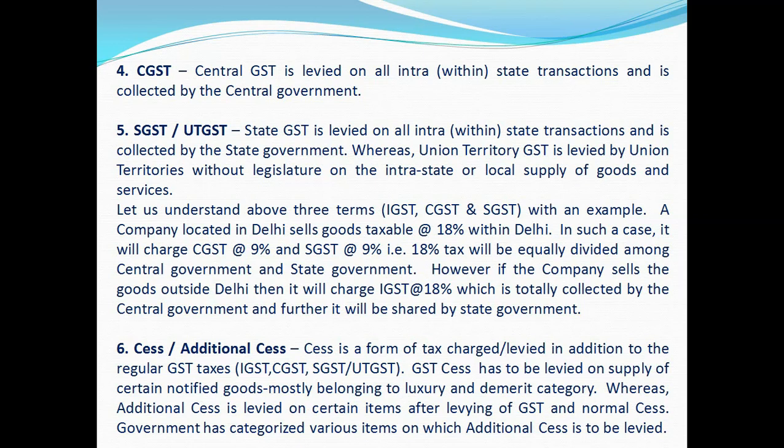Next is cess or additional cess. Cess is a form of tax charged, or you can say tax levied, in addition to the regular GST taxes. GST cess has to be levied on supply of certain notified goods, mostly belonging to the luxury and demerit category, whereas additional cess is levied on certain items after levying of GST and normal cess. Government has categorized various items on which additional cess is to be levied. So if cess and additional cess are applicable, then first you need to apply the GST, whether it could be IGST or CGST, SGST, then normal cess, and then your additional cess.